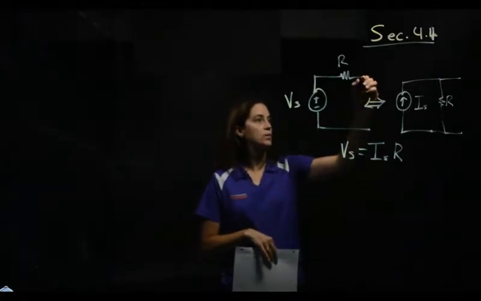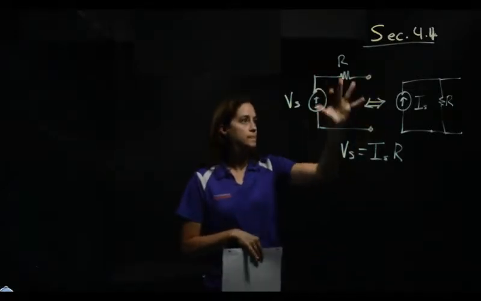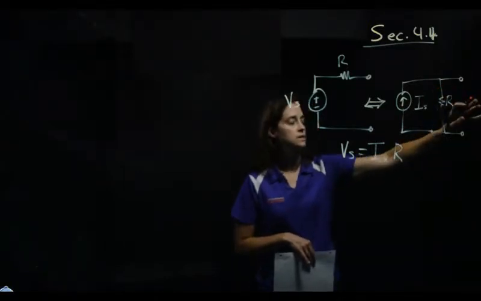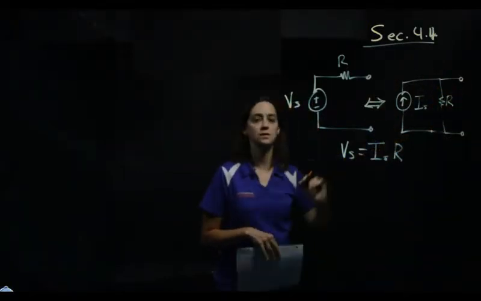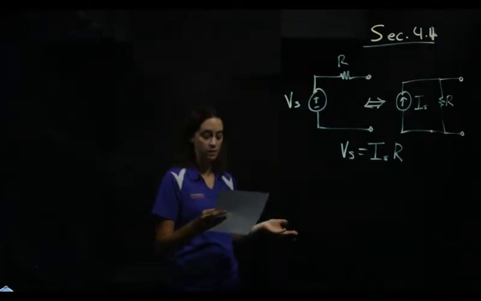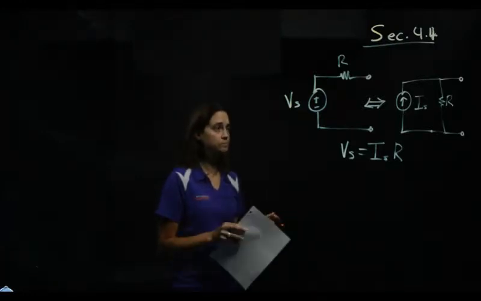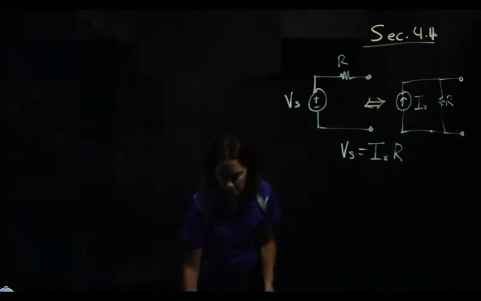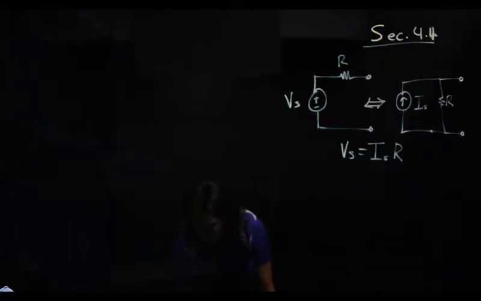So we can go back and forth. And this circuit and this circuit will provide the same power, the same current, the same voltage to whatever is on the other side of it. And that's really all there is to it. There's not a lot to source transformations, so we can wrap up that section and move on to Thevenin's theorem.